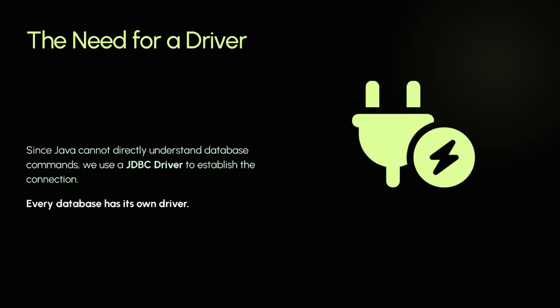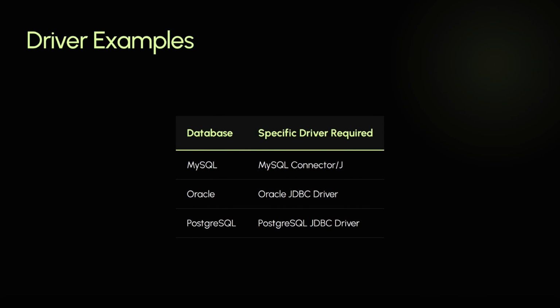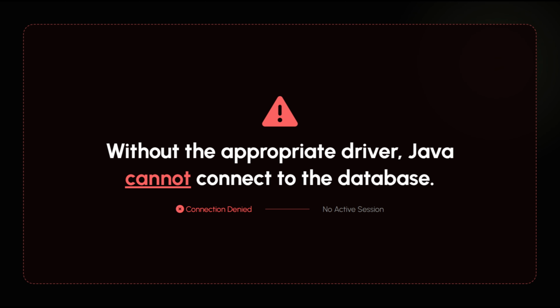Next question. Why do we need a JDBC driver? Every database has its own driver. For example, MySQL uses MySQL Connector/J. Oracle uses the Oracle JDBC driver. PostgreSQL uses the PostgreSQL JDBC driver. Without the appropriate driver, Java cannot connect to the database.